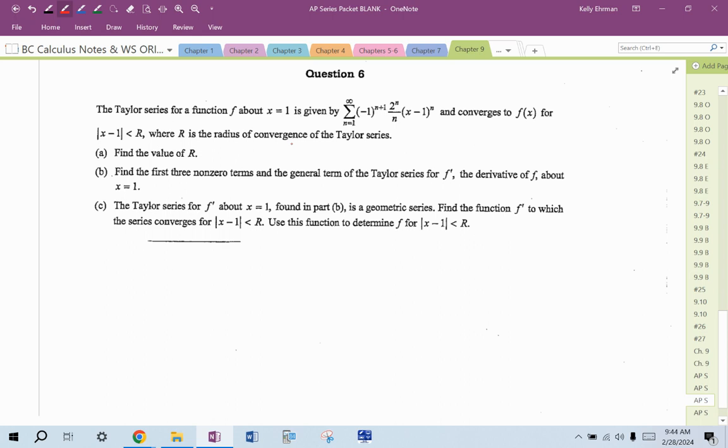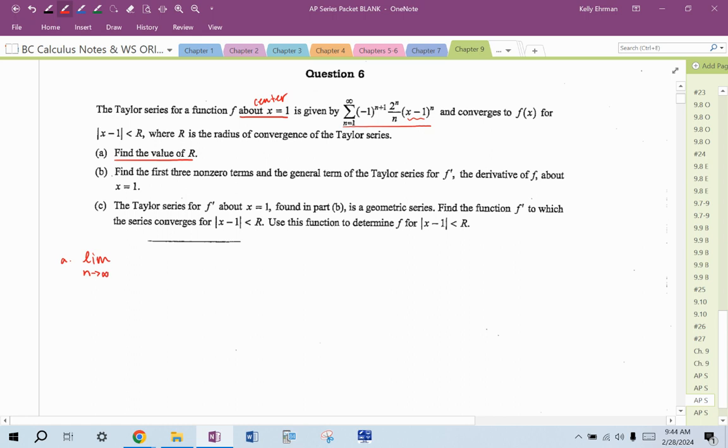So this one says the Taylor series for a function f about x equals 1, there's the center, is given by this series. We can also see the center is 1 from here, and it converges to f of x anytime |x minus 1| is less than r. R is the radius of convergence. Find the value of r. So how do we find a radius of convergence? We usually use the ratio test and work on this, not finding the whole interval, until you can see the radius. So start with the ratio test.